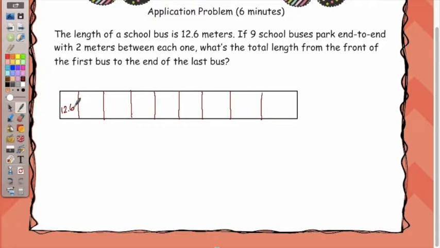Okay? What's the next part of the problem? If 9 school buses park end to end with 2 meters between each one. Okay, stop. 2 meters between each one. So how could I show 2 meters between each one? Any ideas? You add boxes. I'm going to have to add more boxes, but they're going to be little, aren't they? This is just going to be like a space between the school buses. And if you can't fit 2 in each little space, you can always write it at the bottom.